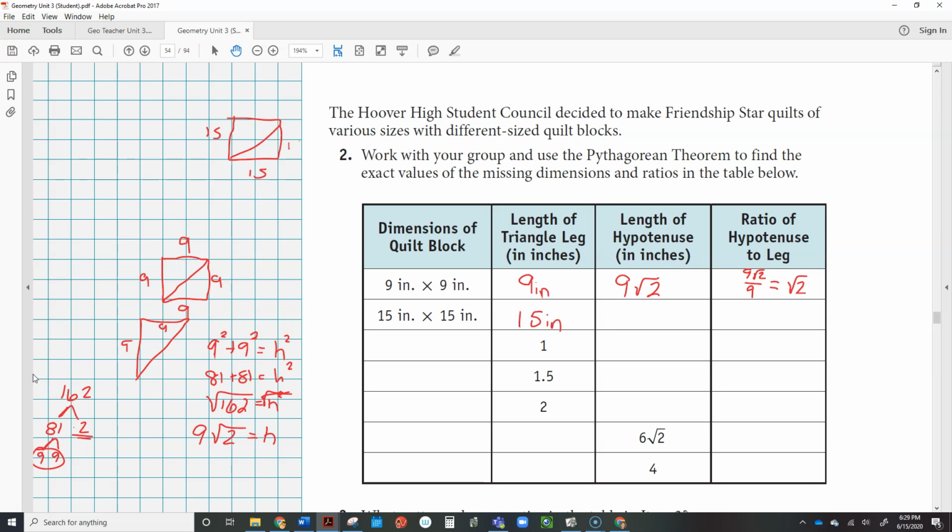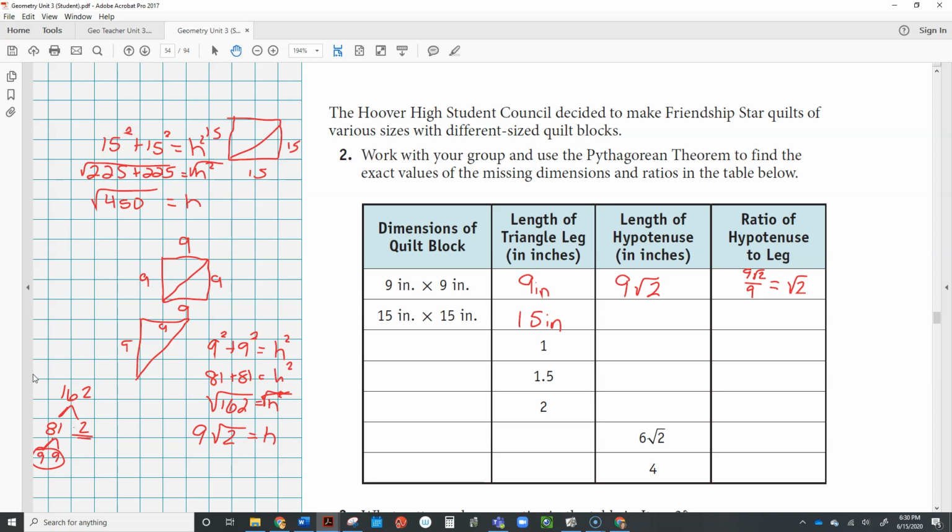When we do the Pythagorean theorem, we'll get 15 squared plus 15 squared. That's equal to the hypotenuse squared. I think that's 225 plus 225. That's equal to hypotenuse squared. Add those two together, it'll be 450. Again, I did it again, didn't I? I did the square root too soon.